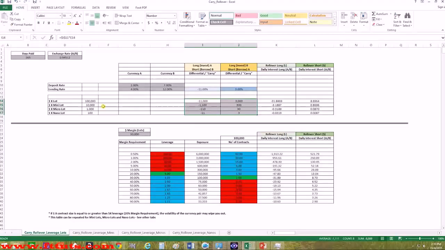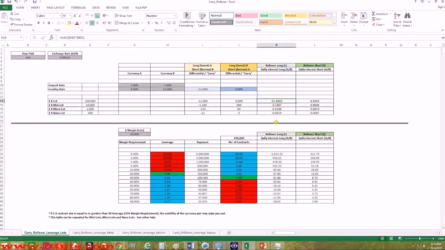So for example, if you went long one lot of currency A, short currency B, per year, you're going to be paying out from your trading account a debit of 11,000. And conversely, if you do the opposite, which is long currency B, short currency A, so basically you're short the currency pair AB, you're receiving a credit of 3,000 per year, if you're short one lot of the currency pair AB.